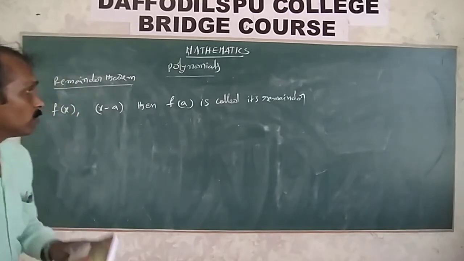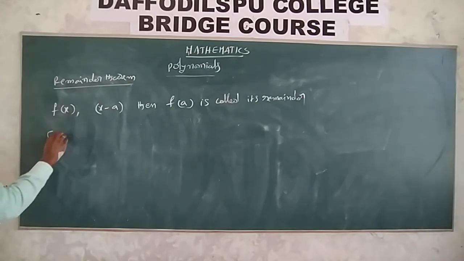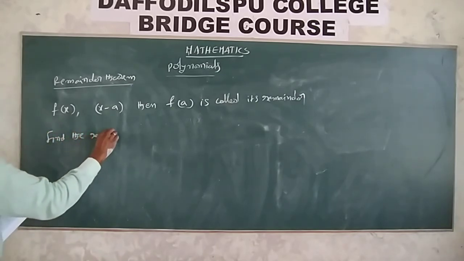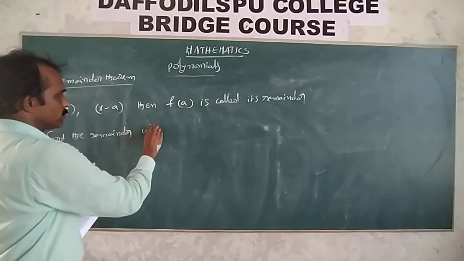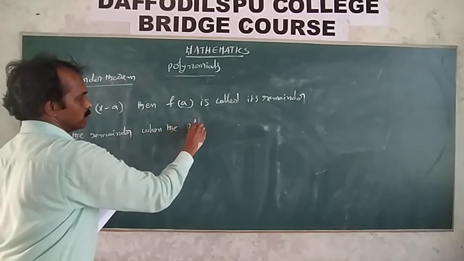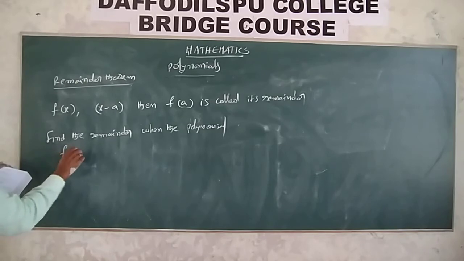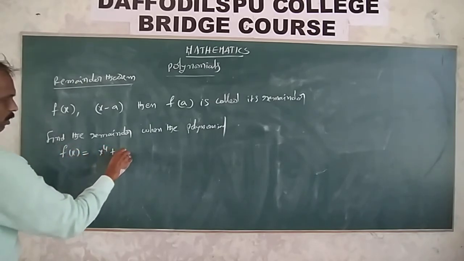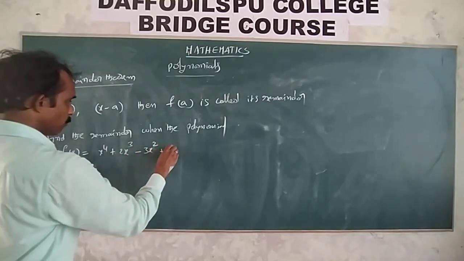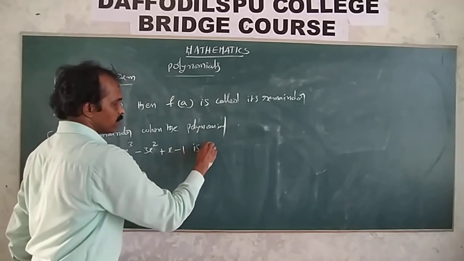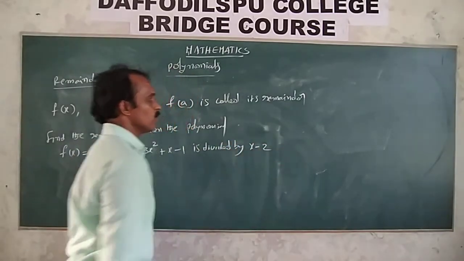So let's see one problem. Find the remainder when the polynomial f of x is equal to x to the power of 4 plus 2x cube minus 3x square plus x minus 1 is divided by x minus 2. Okay.